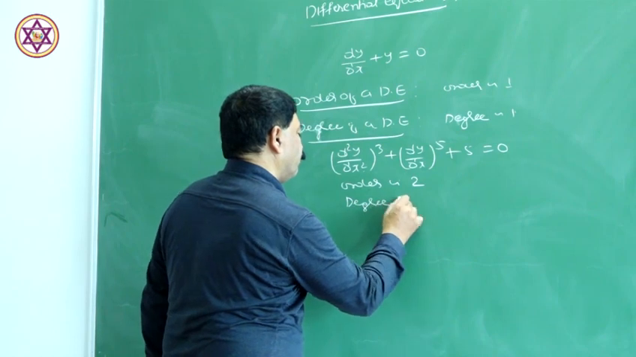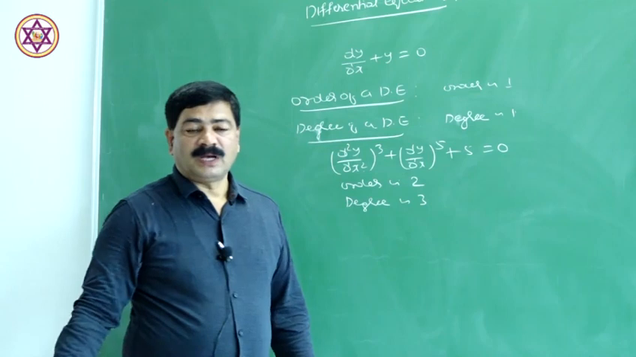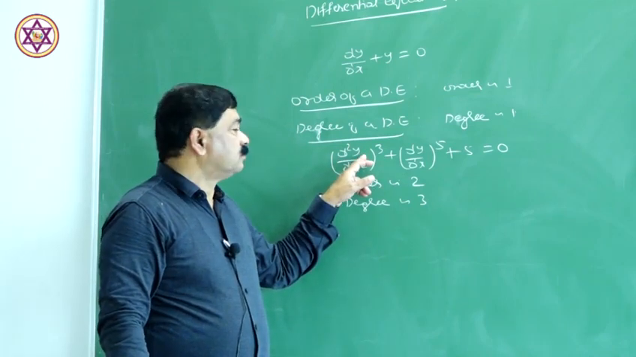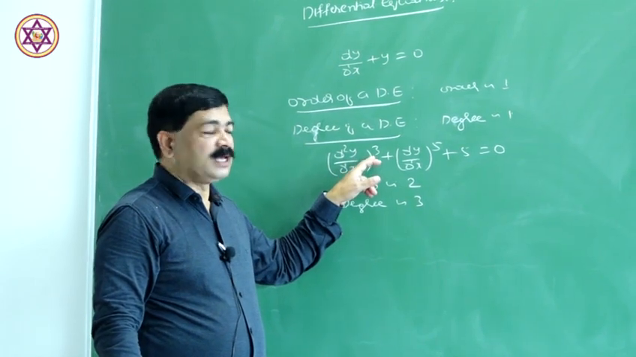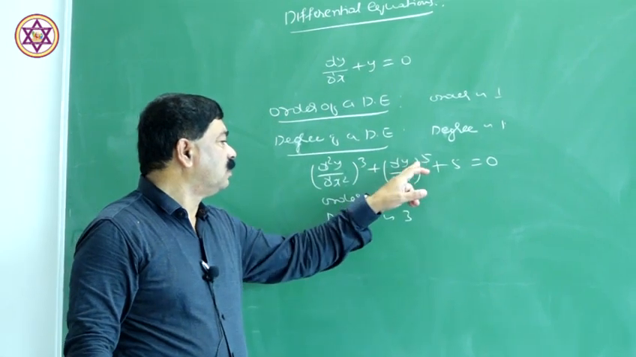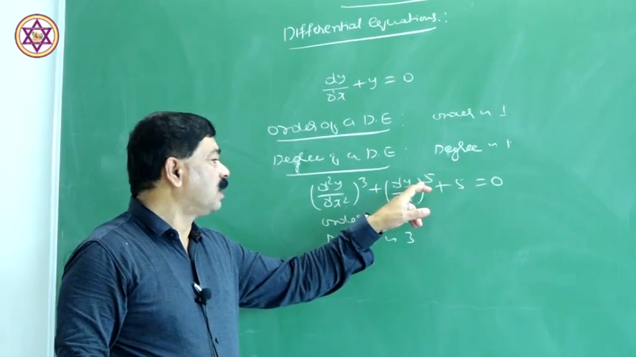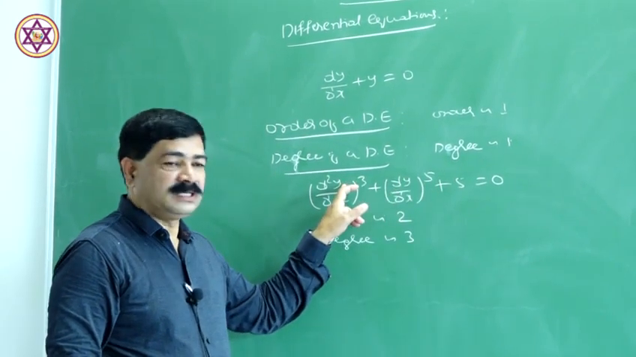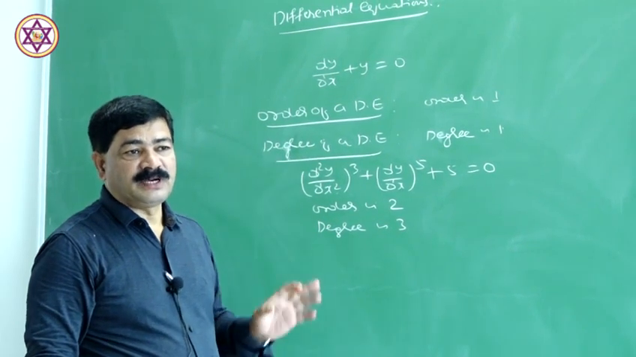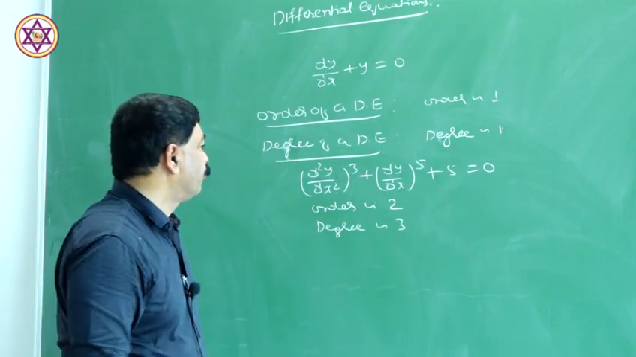Degree of the differential equation is 3 because I am taking the power of the highest derivative. Highest derivative is second order, power is 3. Here dy by dx whole power 5, I am not considering this one because this is the first derivative, this one is the second derivative. The power of the highest derivative is the degree of the differential equation. Therefore, order is 2, degree is 3.